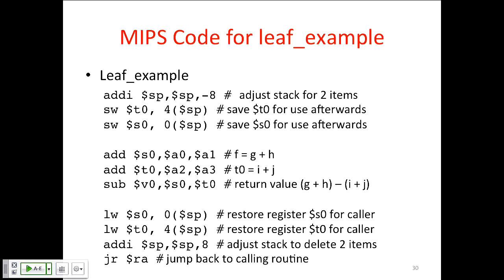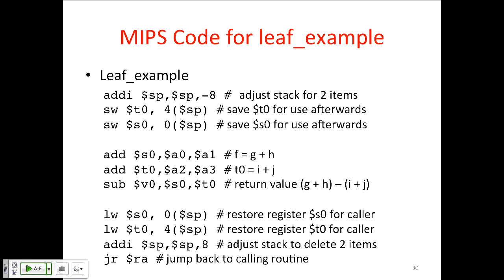So let's look at the MIPS code for that leaf example. The first thing we do is allocate space on the stack by decrementing the stack pointer. Stack pointer is just a convention that this register holds a stack pointer. So I'm just going to decrement it by 8. Why am I decrementing by 8? Right, I'm holding 2 words. I'm saving 2 registers, and each register is 4 bytes. So I need 8 bytes of space on the stack to store those 2 values I'm saving, right? So I decrement the stack pointer by 8.